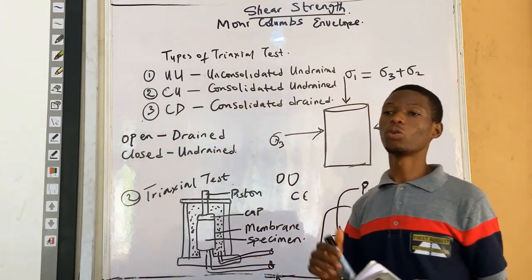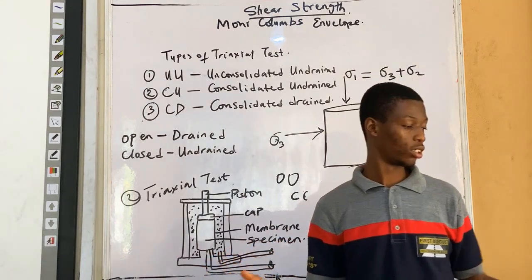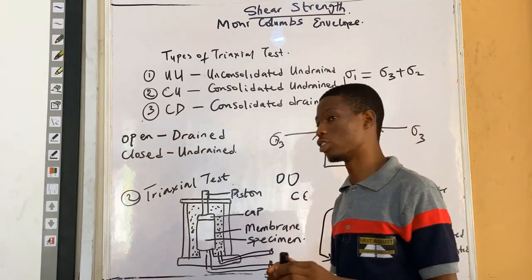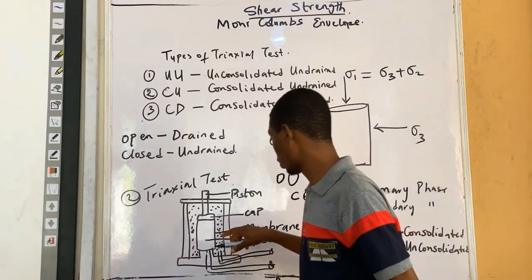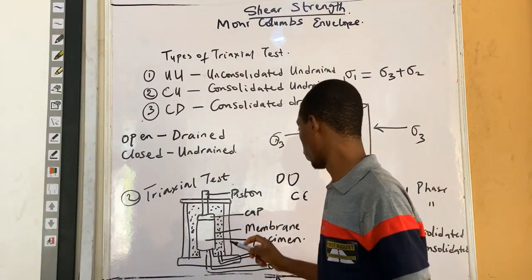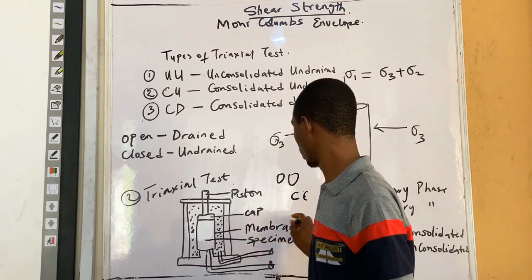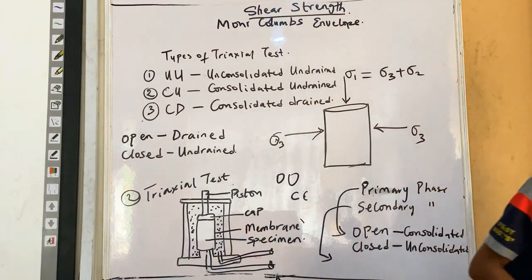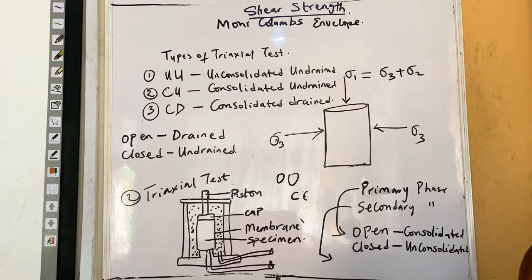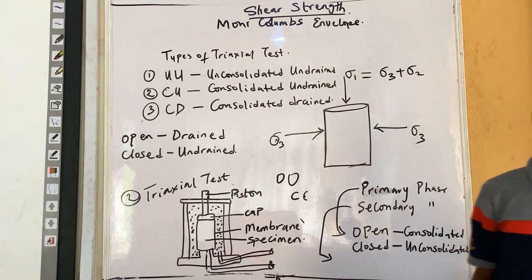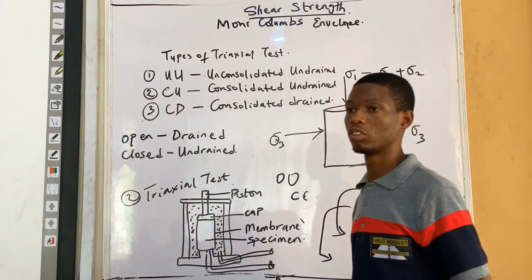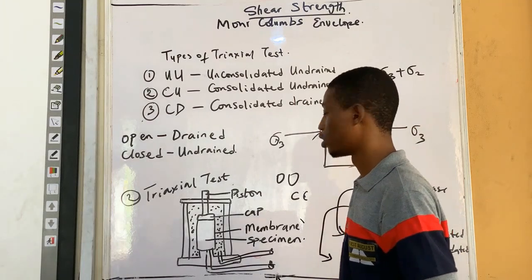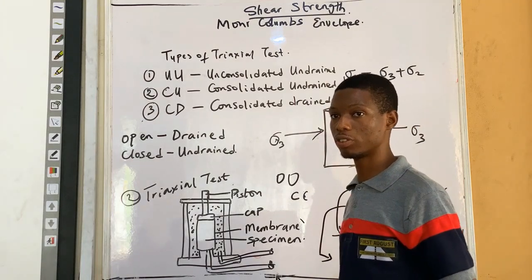And the third one is not usually used. What's the difference? The third one is just the same thing as this one, but it does not have a membrane. What's the name again? Unconfined compressive test. Yes, unconfined compressive test.